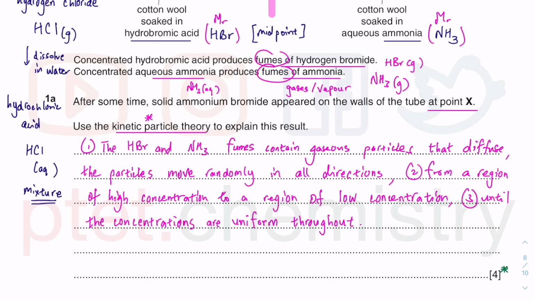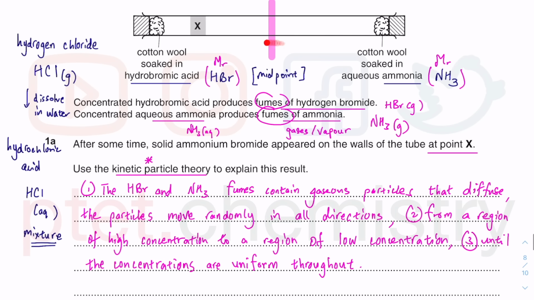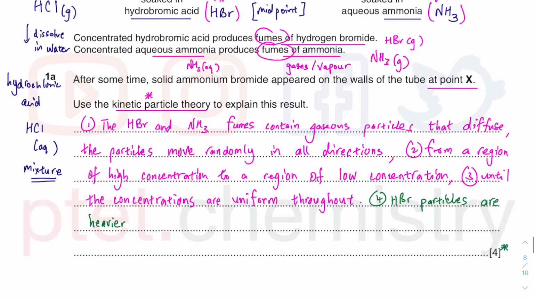We need to talk about why it is further to the left of the midpoint. We need to use the idea of MR. So I can probably say that HBr fumes, HBr particles, are heavier, and I'll explain why it is heavier later on, because I will show the calculations. Heavier than NH3 particles. So therefore, HBr particles diffuse slower.